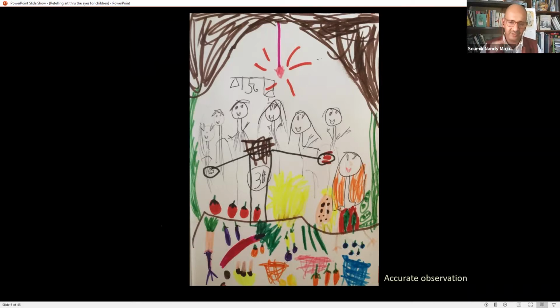So there is a sense of recognition, a sense of observation, accuracy, and a certain kind of representation, which may or may not conform to the adults' expectations, and which keeps developing, as we all know.